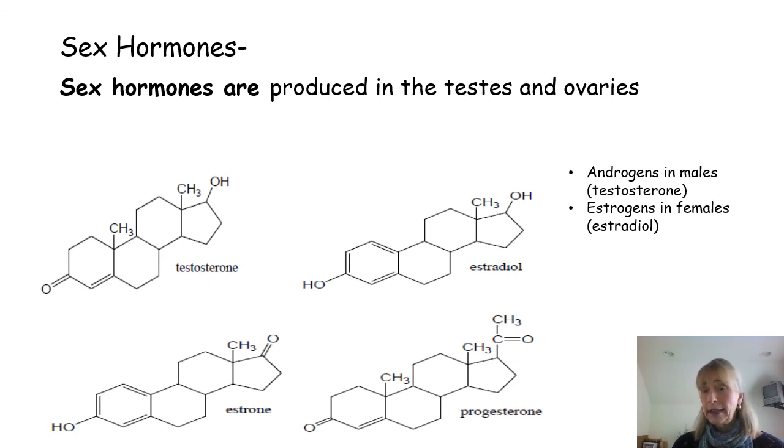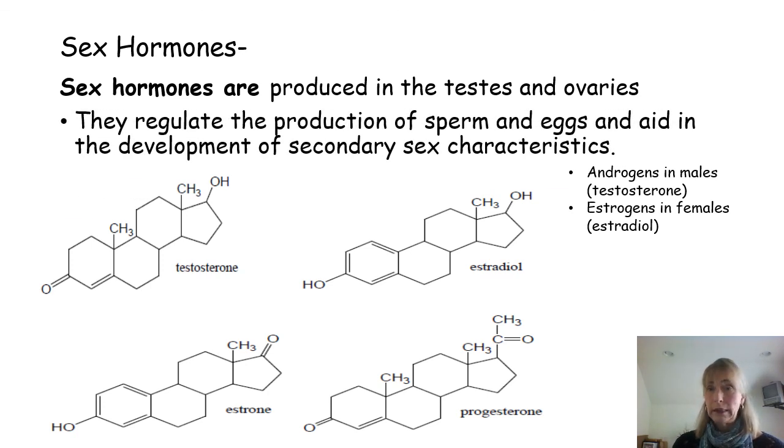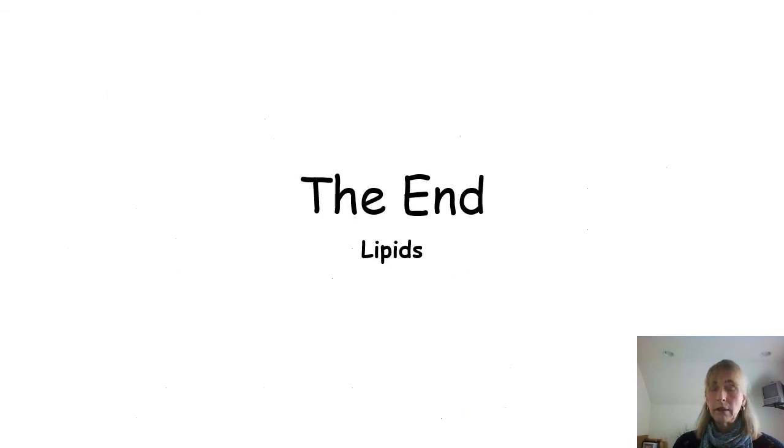So the androgens are, of course, the sex hormones that are found in the males. That's the testosterone, and the estrogens in females, the estradiol, for instance. What do these sex hormones do? Well, they regulate the production of sperm and the eggs, and they aid in the development of the secondary sex characteristics in males and females. And that, my friends, brings us to the end of that chapter on lipids.